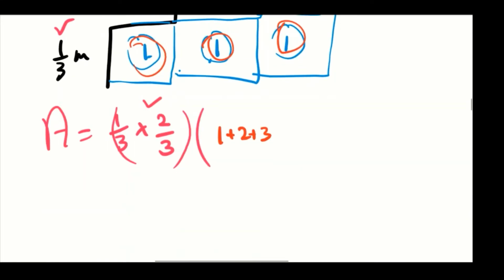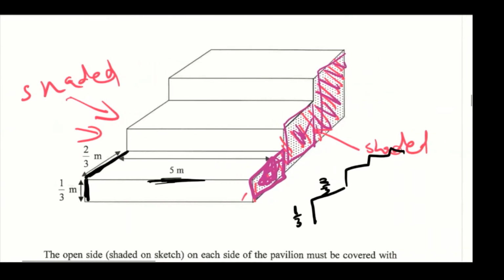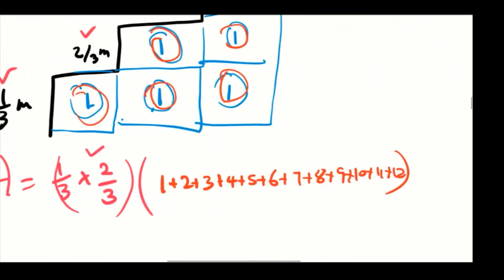Up until you get to 12 steps. So plus 4 plus 5 plus 6 plus 7 plus 8 plus 9 plus 10 plus 11 plus 12. So these are your 12 steps. Remember, we are interested in two sides of the steps that are shaded, right? I even indicated that here. It's shaded on this side and also on that side. So we are interested in both sides.